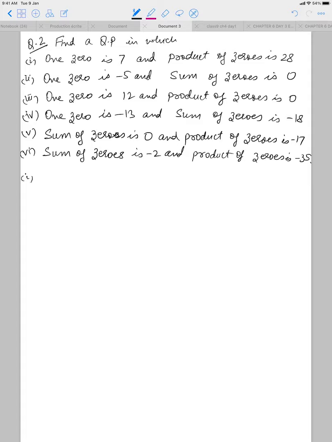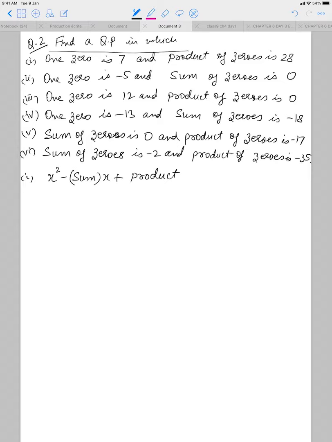The first part is: find a quadratic polynomial. The moment you see this statement in a question, find a quadratic polynomial, in rough at least you can write down this: x square minus sum of the zeros into x plus product of the zeros. So you are safe. You know that you need the sum of the zeros and the product of the zeros.